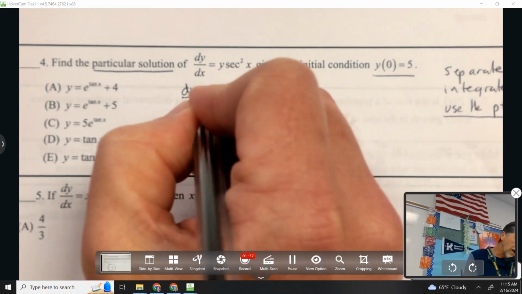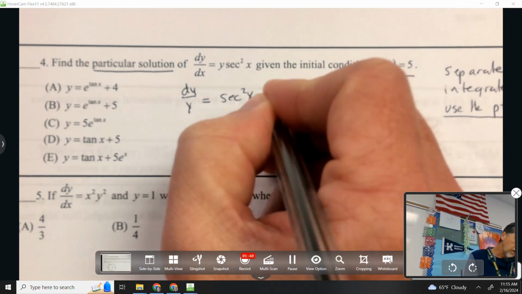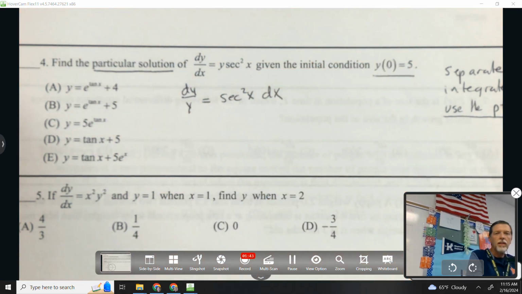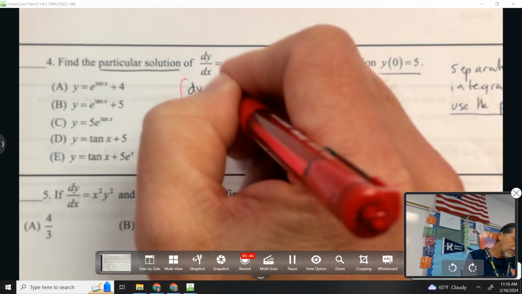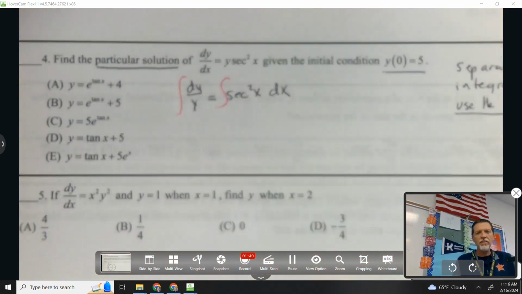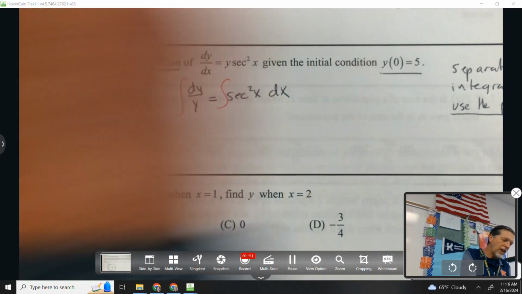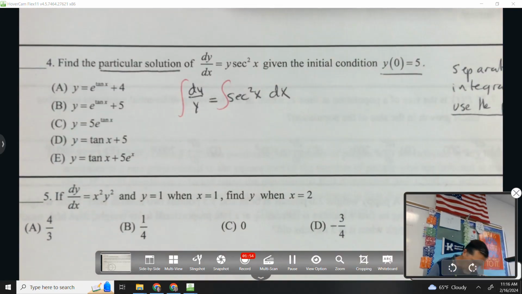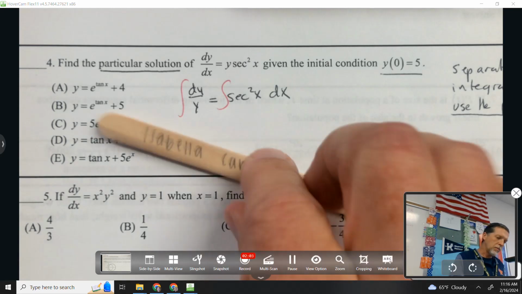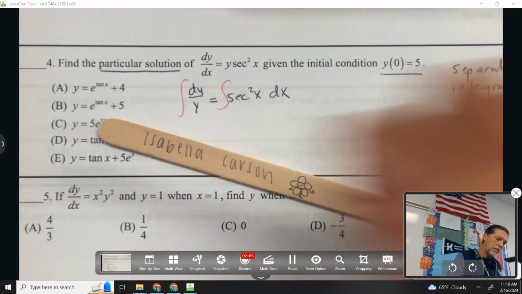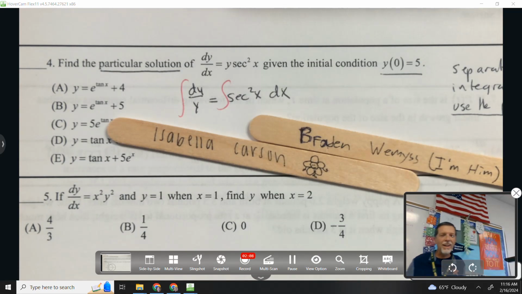dy over y equals secant squared x dx. Antiderivative both sides. Left side, it's supposed to be easy. We've done the left side quite a few times by now. By the way, everybody's on the draw side now, so we can pick on some people. So Isabella, right out of the gate here, what's the antiderivative of dy over y? Good, natural log of y.